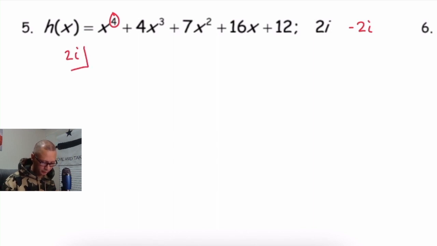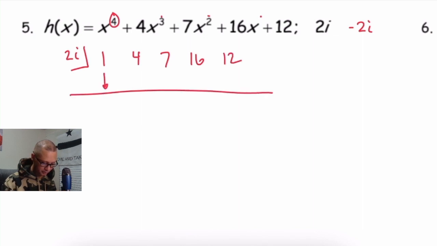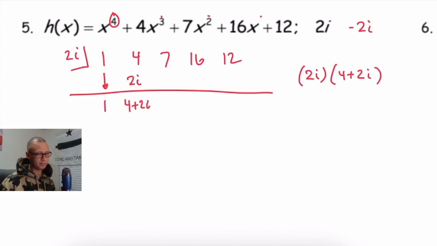Is it in descending order? 4, 3, 2, 1. Yep. So 1, 4, 7, 16, 12. Bring down the 1. We multiply 2i. We add 4 plus 2i. That's fun. All right, when we multiply, the 2i is going to distribute. So again, this first iteration with the complex number sucks. But, we're not scared.